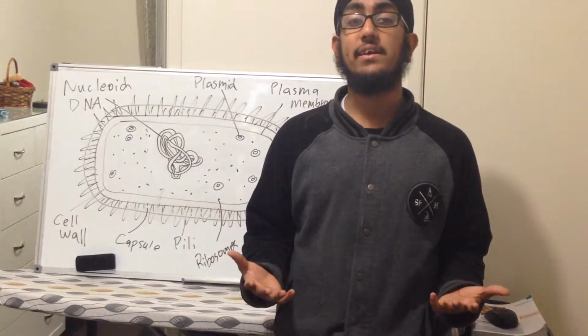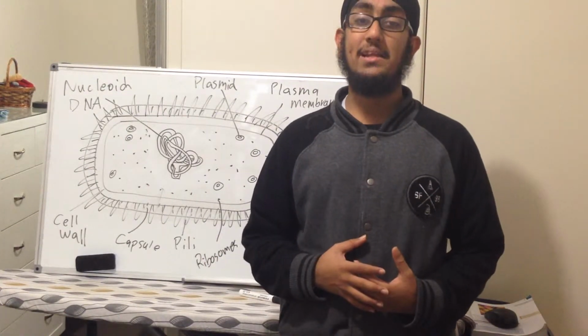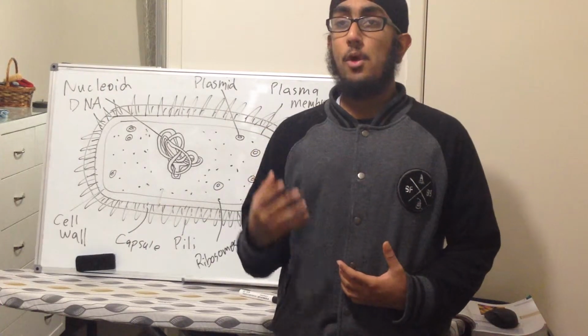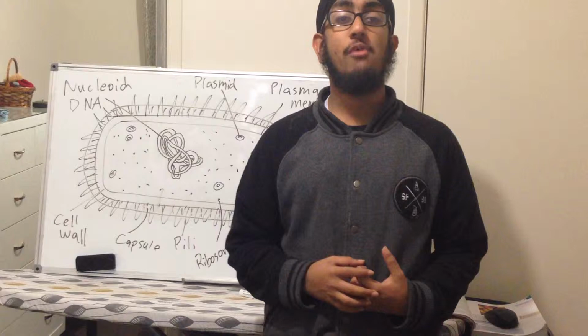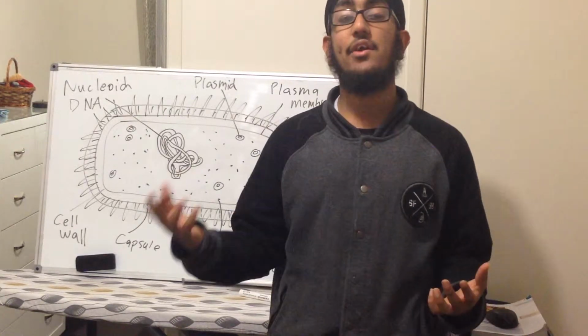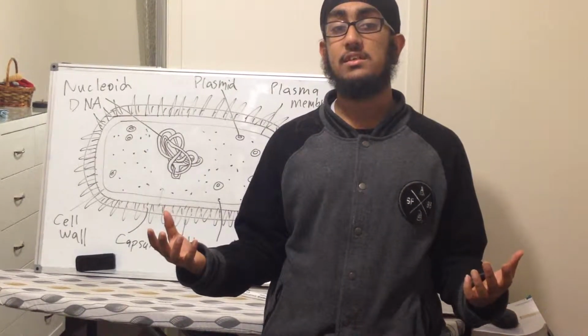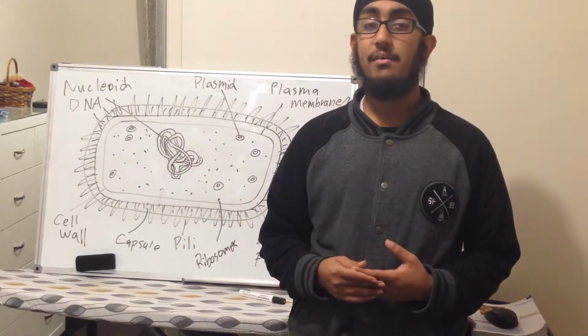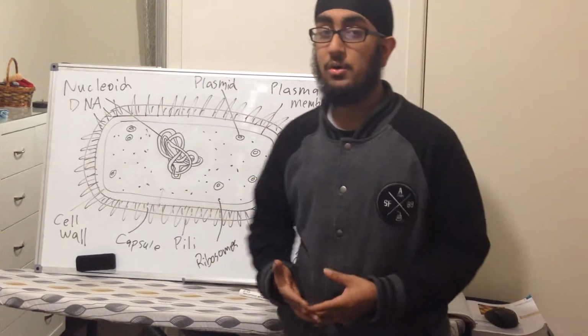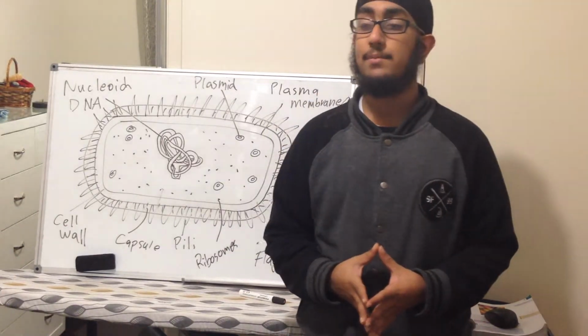So, prokaryotic. What does prokaryotic mean? Prokaryotic means before the nucleus was formed. So, pro means before and karyotic means nucleus. So, before the nucleus was formed. Hence, in the diagram, it has no nucleus label.